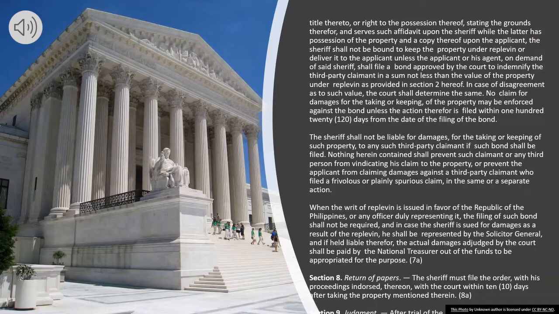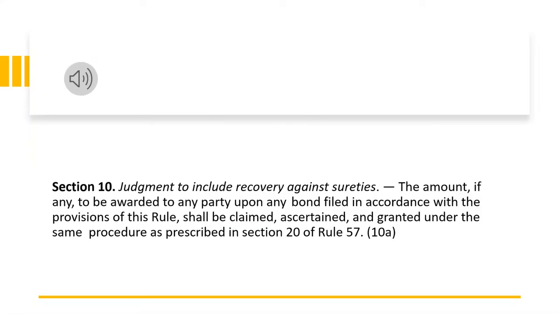9a. Section 10. Judgment to include recovery against sureties. The amount, if any, to be awarded to any party upon any bond filed in accordance with the provisions of this rule, shall be claimed, ascertained, and granted under the same procedure as prescribed in Section 20 of Rule 57. 10a.